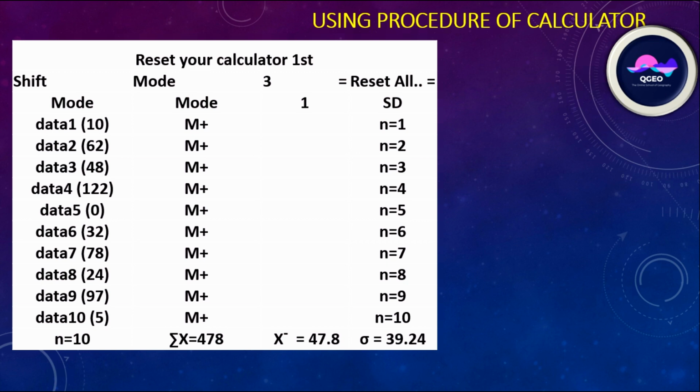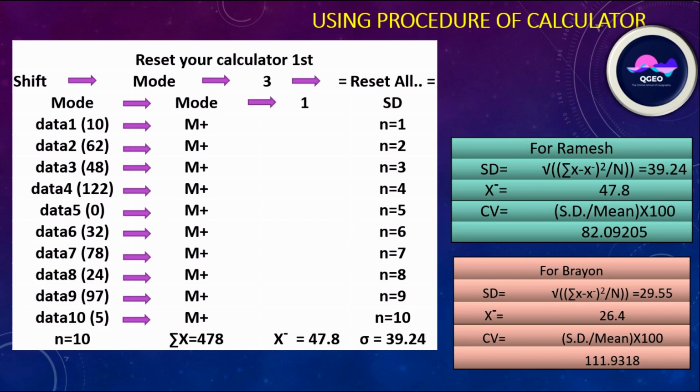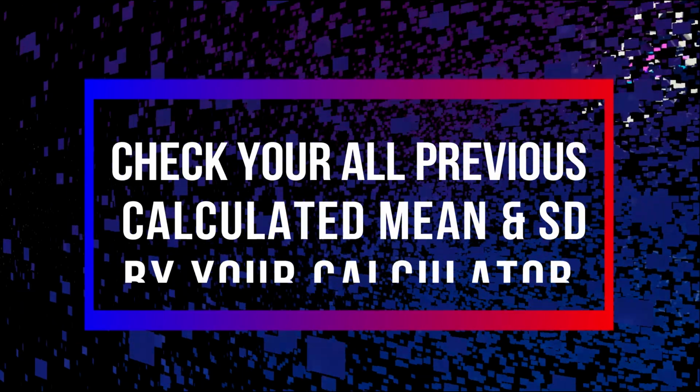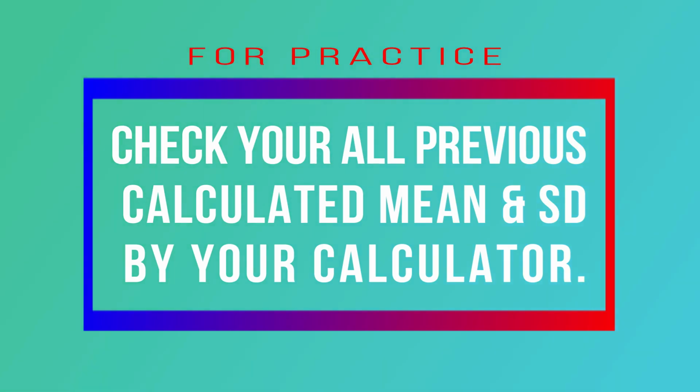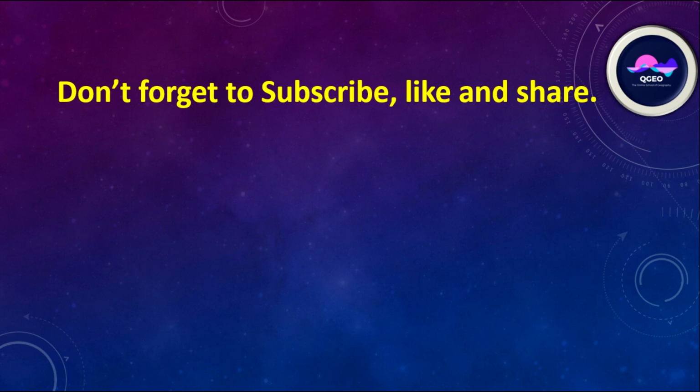N is equal to total number of inputted data. You can easily check your summation of x, x bar, that is mean, and standard deviation. In this way we can easily calculate the Ramesh CV and Brian CV. Just checking the procedure, we can use the calculator in exam hall also.